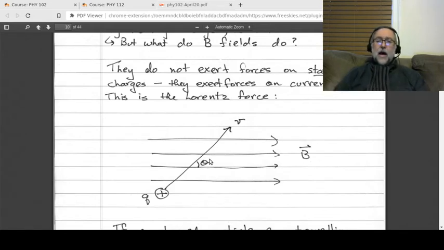What happens? There's a force on the charged particle. Because the charged particle is moving through the magnetic field, it experiences a force. What direction is the force? And this will surprise you. It's actually directly out of the page towards you. So the Lorentz force, which is the force that a magnetic field exerts on a charged particle, is actually perpendicular to both the B field and the velocity.